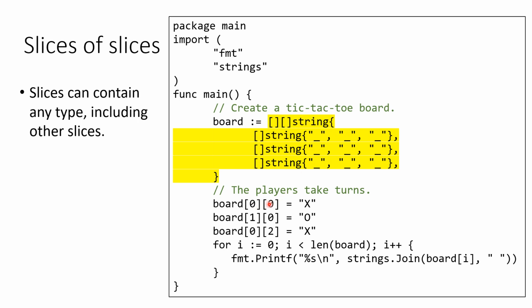board[0][0] and board[0][2] refer to the first and the last cells in the first row, which has index 0. These 3 assignment statements change the content of those 3 cells according to how the players play. The for loop in this program displays the content of the board after the changes.